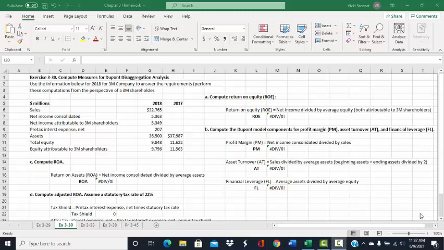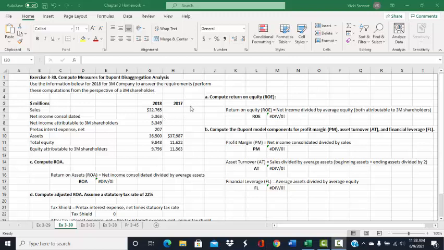This is a demonstration of exercise 330, compute measures for Dupont disaggregation analysis, and the problem tells us to use the information below for 2018 for 3M Company to answer the requirements and to perform the computations from the perspective of a 3M shareholder. So the first thing that the problem wants us to compute is return on equity.